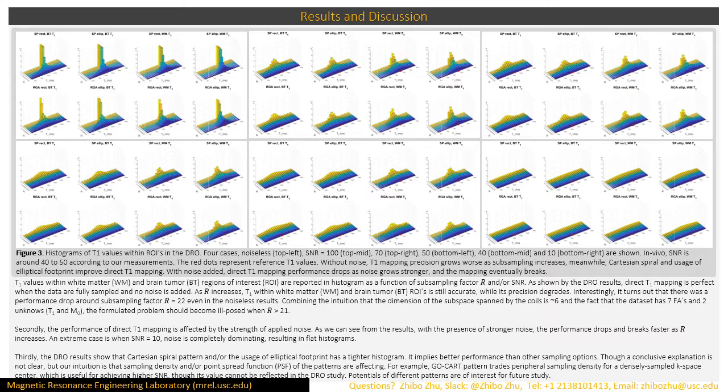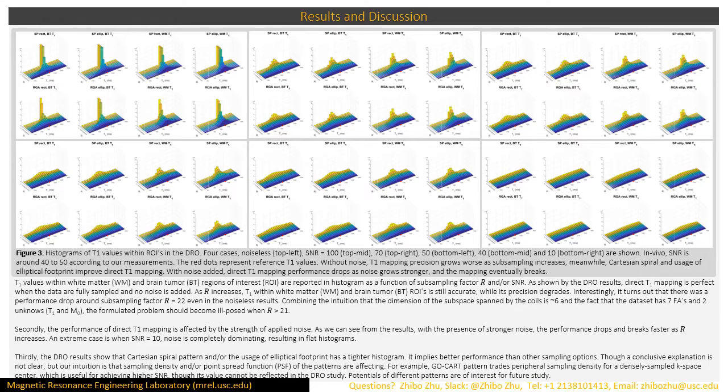T1 values within white matter and brain tumor regions of interest are reported in histograms as a function of subsampling factor R and SNR. As shown by the DRO results, direct T1 mapping is perfect when data are fully sampled and no noise is added. As R increases, T1 within white matter and brain tumor ROIs is still accurate, while its precision decreases.